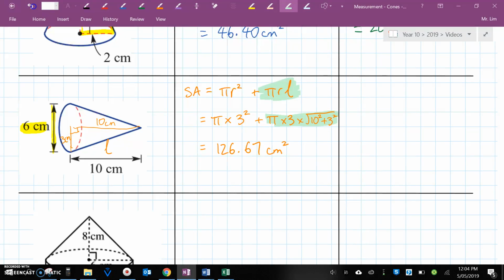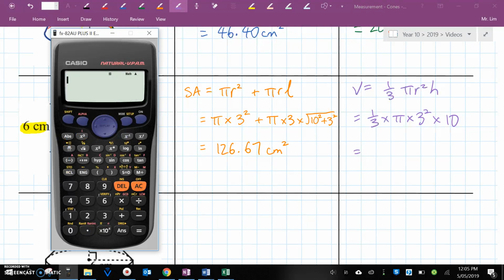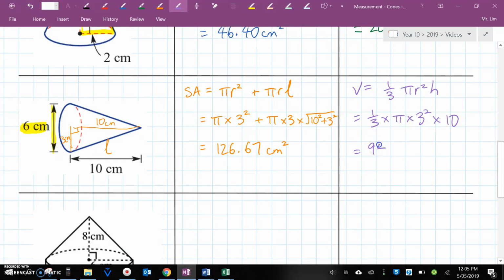Okay, volume is equal to 1/3 pi r squared h. 1/3 times pi times the radius, which is 3, times the perpendicular height of 10. One-third times pi times 3 squared times 10 is 94.25 centimeters cubed.